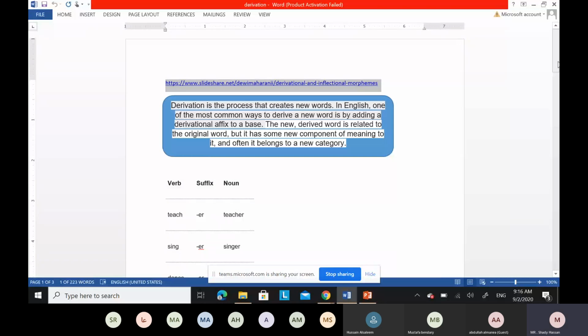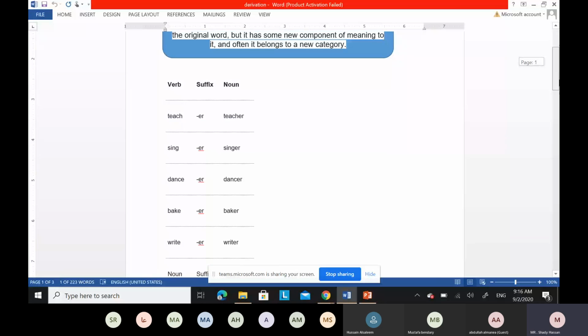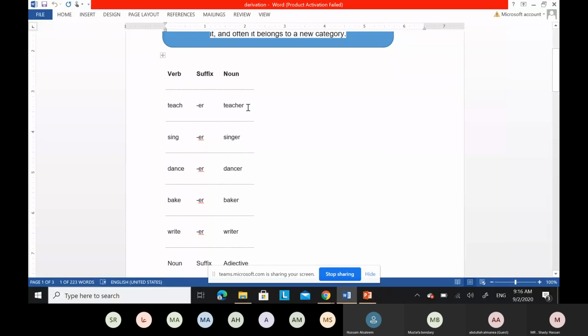When I'm getting new words, I can change the meaning. I can change also the part of speech. Look at these examples. Here the verb teach. When I'm adding the suffix er by the end of teach, it's gonna be teacher. And teacher is no longer a verb, it's a noun. The same with the verb sing. When I'm adding the suffix er by the end of this verb, it's gonna be singer, and singer is a noun.